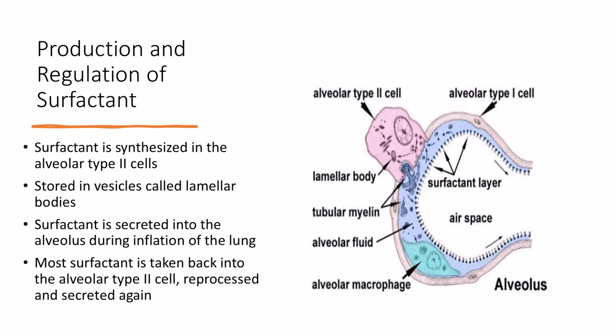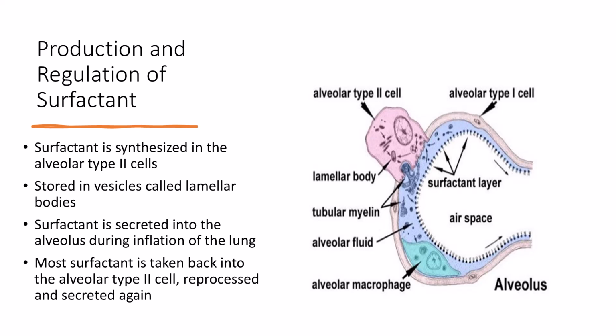Mechanical forces, such as lung stretching during fetal breathing movements, also influence surfactant production. These movements help stimulate the differentiation of type 2 pneumocytes and the secretion of surfactant. After birth, the physical expansion of the lungs during breathing further promotes surfactant release.